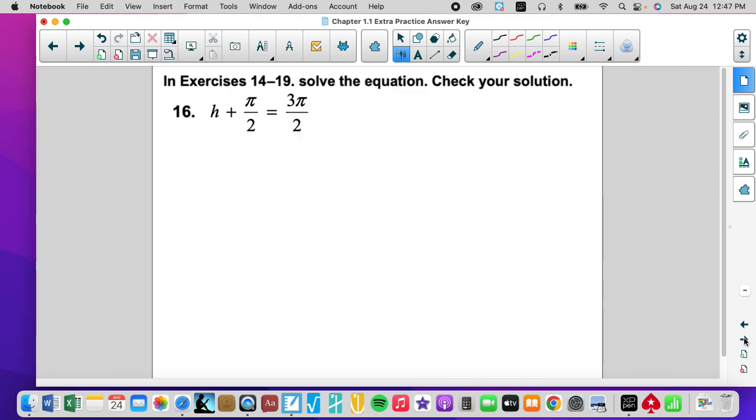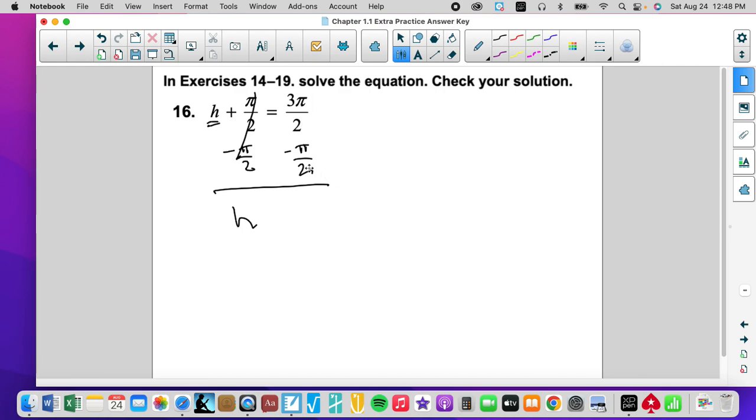6. Oh, are we intimidated by this? Did our hair just stand up because we see pi in a fraction? It's just like any other number. In fact, it's easier. So we still ask, what is happening to my variable? It's being added by pi over 2. So what's the inverse of adding pi over 2? Subtracting pi over 2. That wasn't very hard. I know you thought it was going to be hard, but it's not. These are very simple logic and very easy.